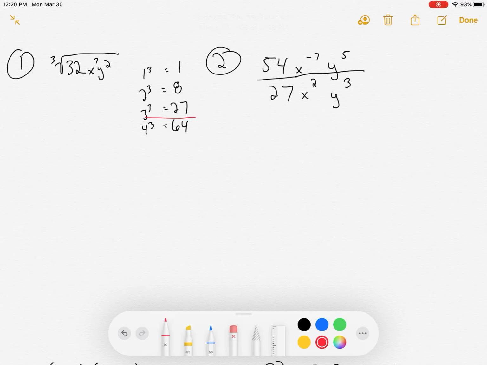So as we can see, 32 falls somewhere between these two numbers, so it's not a perfect cube. So we've got to ask ourselves, do any perfect cubes multiply into 32? And you could say, yes, 8 times 4 is 32. So I'm going to rewrite this as the cube root of 8 times 4 times x to the 7th y squared. That helps me now because the cube root of 8 is 2. So I could say this is 2 times the cube root of 4. That can't come out at all.